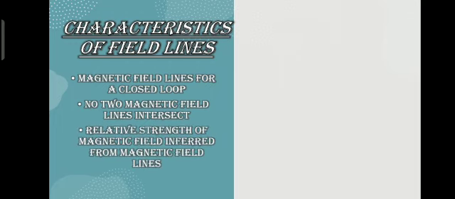Characteristics of field lines. Magnetic field lines form a closed loop. No two magnetic field lines can ever intersect each other. Relative strength of magnetic field inferred from magnetic field lines.